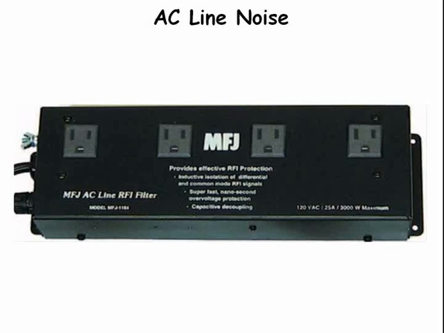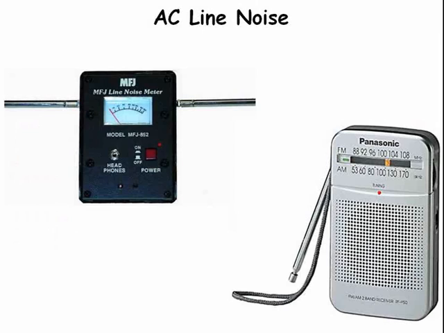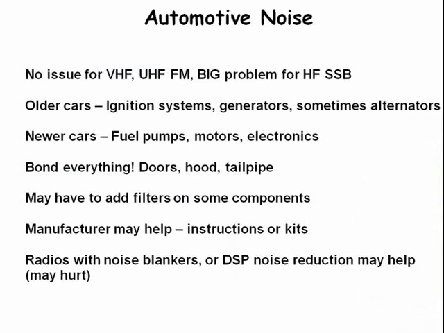Here is an example of a commercially made AC line noise suppressor. Here are a couple of instruments that are very useful for helping to track down the source of AC line noise. Automotive noise isn't much of a problem at VHF and UHF, but it can be a huge problem on HF. Ignition noise and generator noise are frequently the culprits.